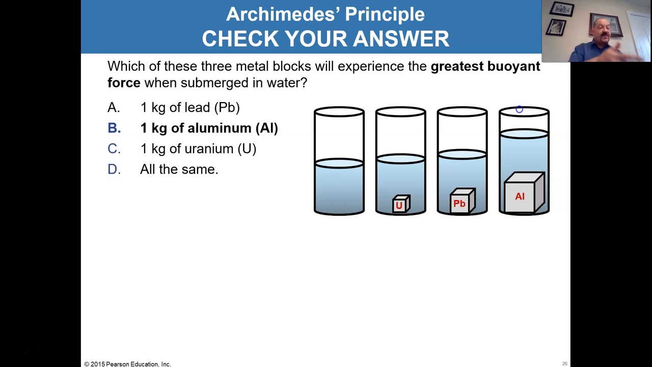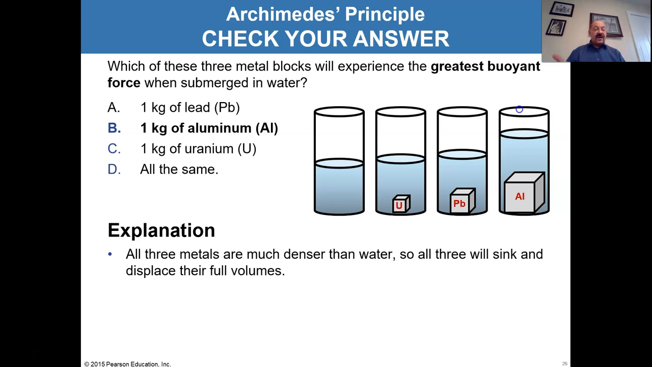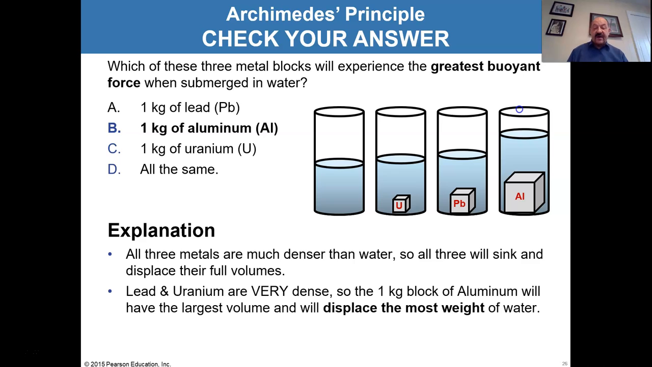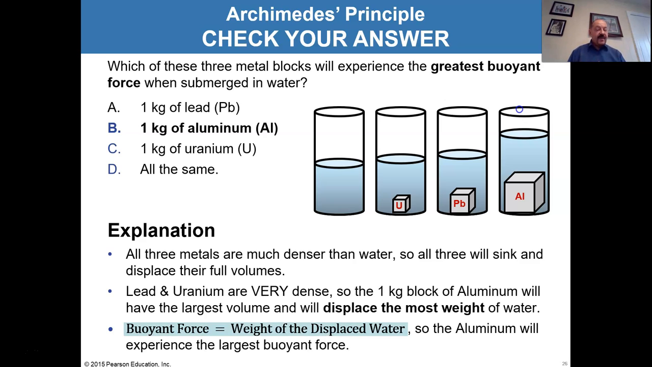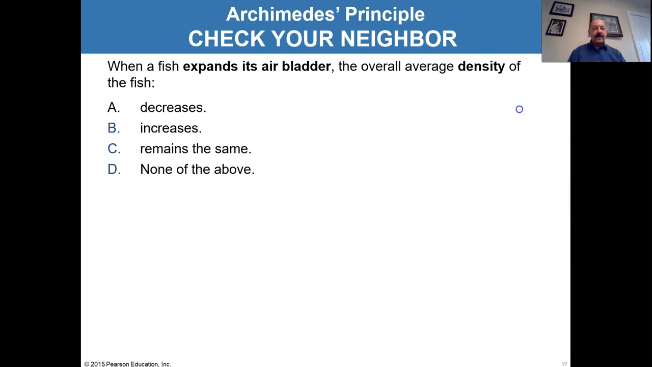Water would be 1,000 kilograms per meter cubed. So aluminum is 2.7 times denser than water. Lead is over 11 times denser, and uranium is over 19 times denser. So they'll all sink. So the 3 metals are all denser. They'll all sink. They'll all displace their full volume. But lead and uranium are very dense, so they'll occupy smaller blocks for 1 kilogram than the aluminum. Aluminum has the biggest block. It will have the biggest displacement of water, the biggest weight of water that's displaced, and therefore have the greatest buoyant force.